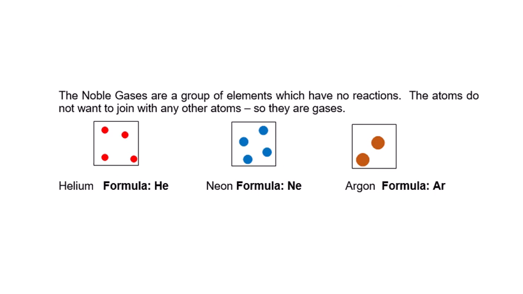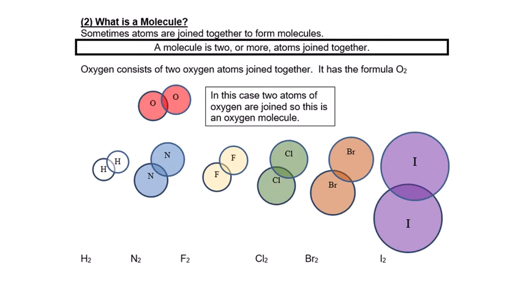Noble gases, that right-hand column on the periodic table, consists of helium, neon, argon, krypton, xenon, radon. And when it comes to the noble gases, they have no chemical reactions, and they don't want to join with any other atoms. So they simply go around as gases. So helium is simply one type of atom, He atoms, and therefore it's formed as He. Neon, one type of atom, Ne. Argon, one type of atom, Ar. So the vast majority of elements simply have the same formula as their symbol in the periodic table.